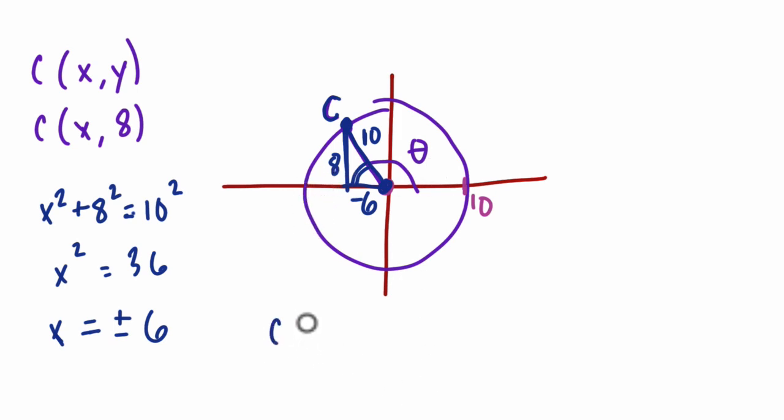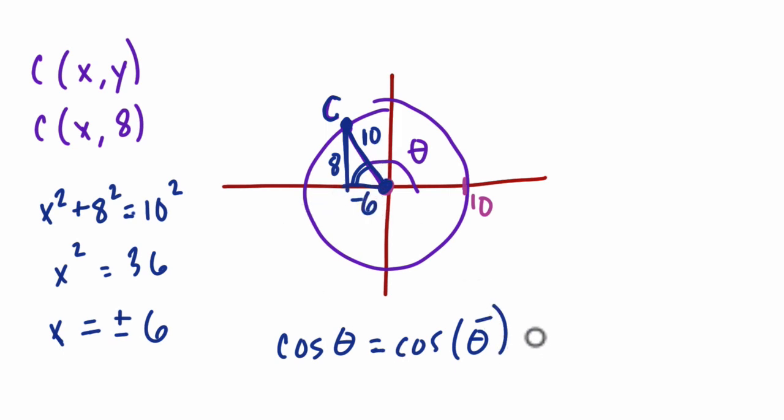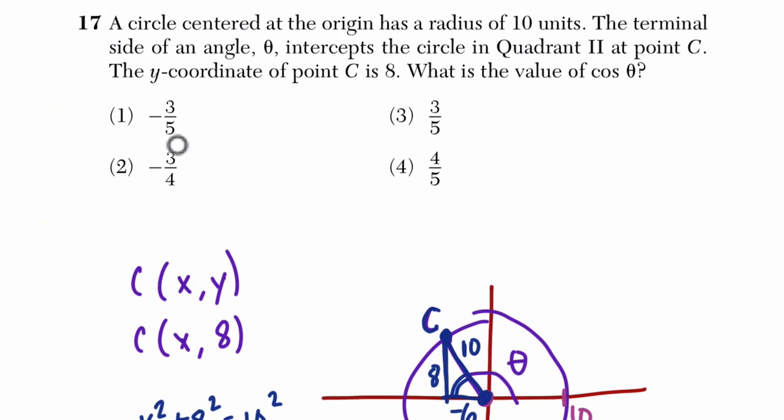But basically, the idea is that the cosine of theta is going to equal the cosine of our reference angle right here, theta hat. And that is going to equal adjacent over hypotenuse, negative 6 over 10, that ratio, which reduces to negative 3 over 5. And that's our answer, negative 3 over 5, which is choice 1.